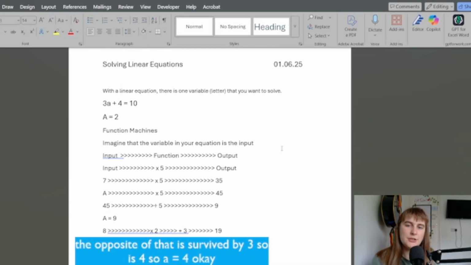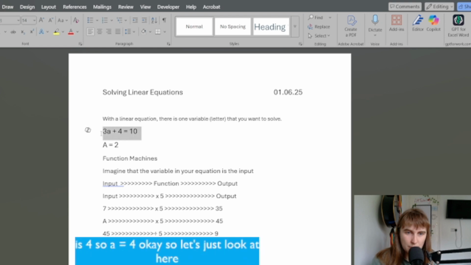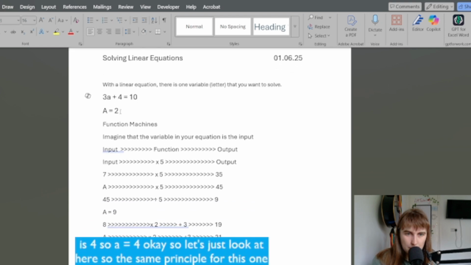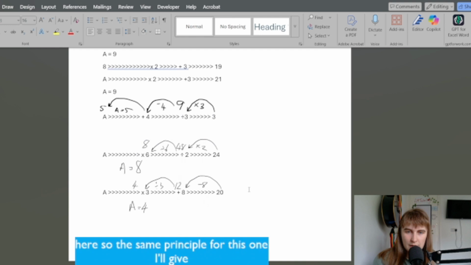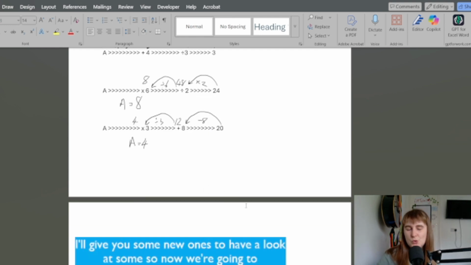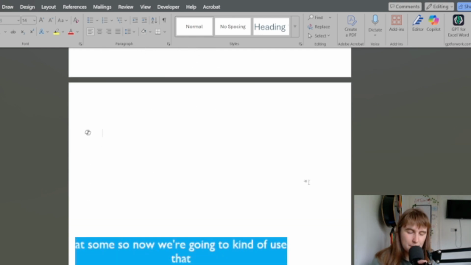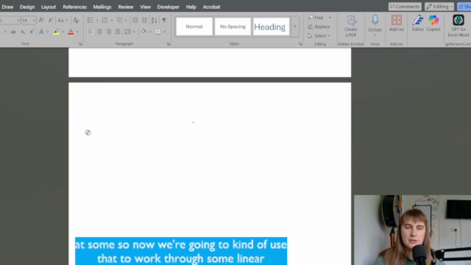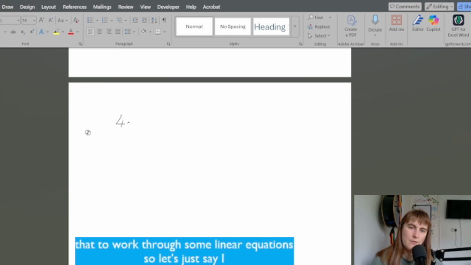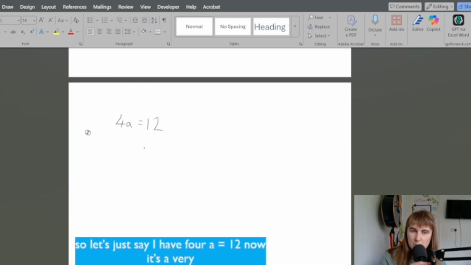Okay, so let's just look up here. It's the same principle for this one. In fact, I'll give you some new ones to have a look at. So now we're going to use that to work through some linear equations. So let's just say I have 4a equals 12. Now it's a very simple equation.